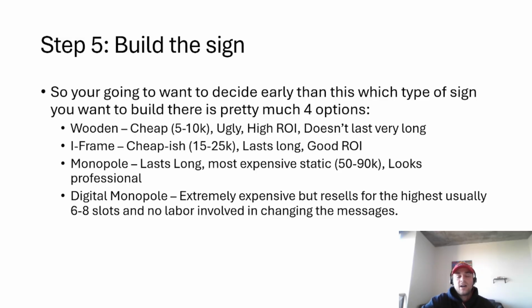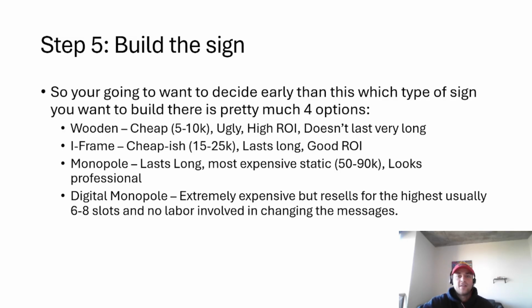Going on to step five, you probably earlier than this, you're going to have to decide what type of sign you're going to build. So there's pretty much four options. Wooden, which I would recommend for anybody starting out because it is so cheap. You can build that for around $5,000 to $10,000. A little ugly, but it really doesn't matter that much. Very high ROI because it is cheap, and if you get it on a right area, you can still make a lot of money renting it out. But it doesn't last very long.